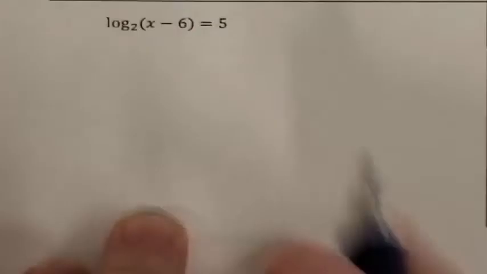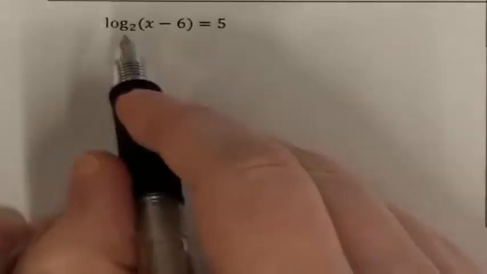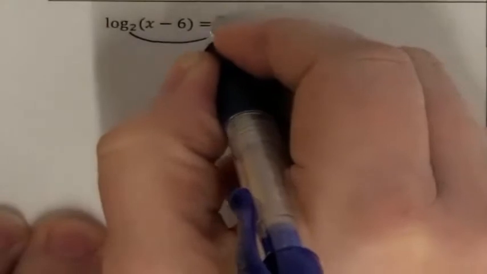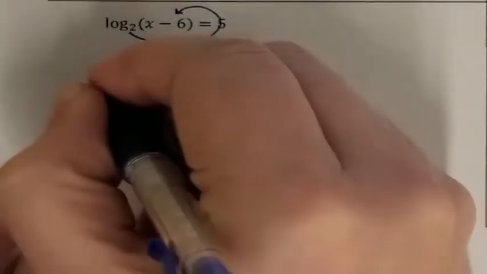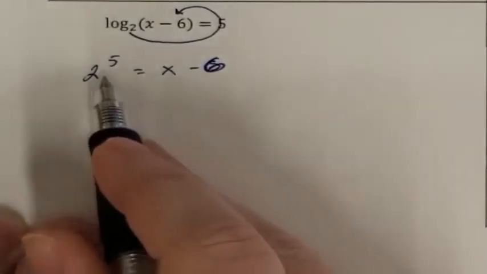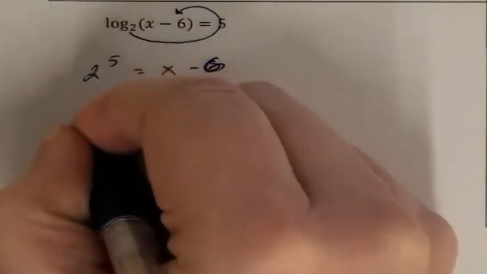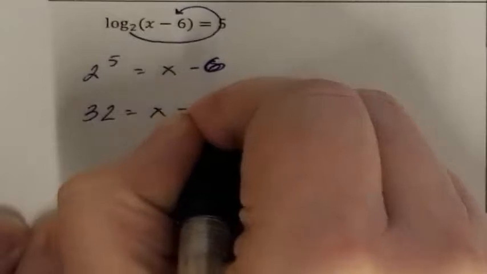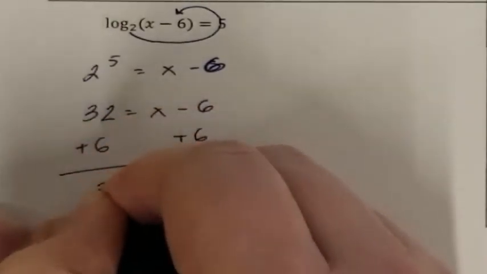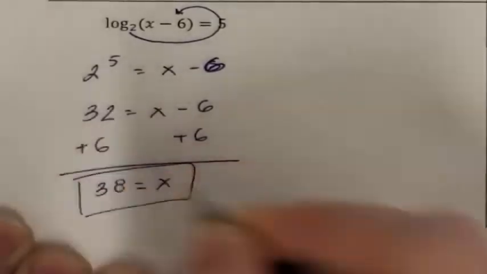It actually works. Our next problem, we do not have two logs, which means I need to unlog this problem to get to the x. So I'm going to do 2 to the 5th power equals the x minus 6. Now what is 2 to the 5th power? 2 to the 5th power is 32. And now we're going to go ahead and solve for x, add 6 to each side. I end up getting x to equal 38.